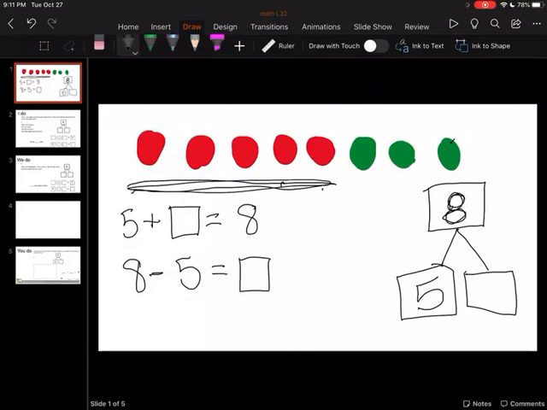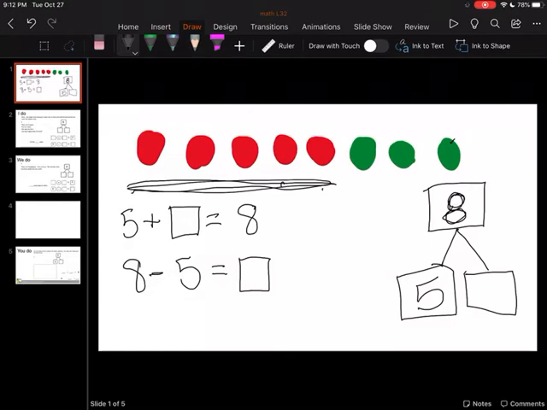Let's use my picture to help us solve this problem. Let's first use addition, counting on. So we have 5 red apples, and we need to get to 8. Everybody hold up 5 fingers. Now we need to get to 8 altogether. Let's count on together. 5, 6, 7, 8. How many fingers did you add to get to 8? 3. I added 3 fingers. Did you add 3 fingers?